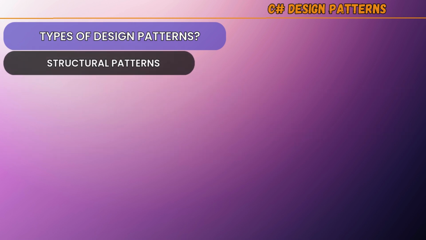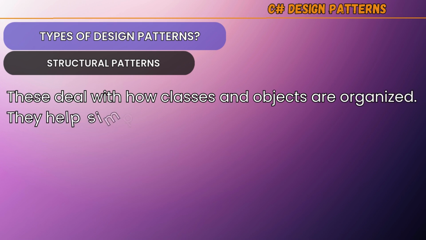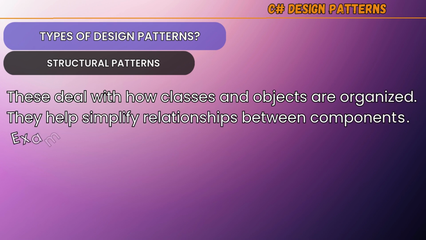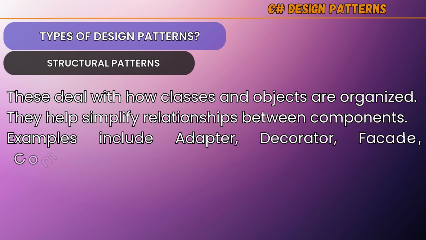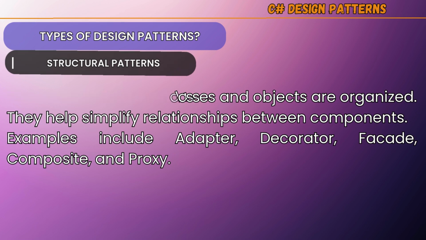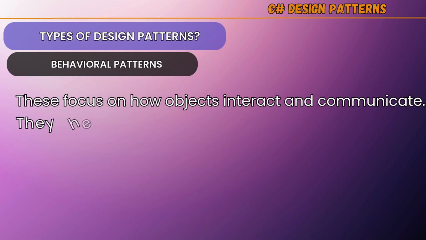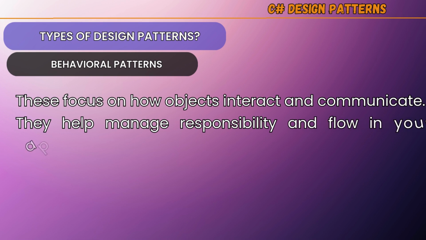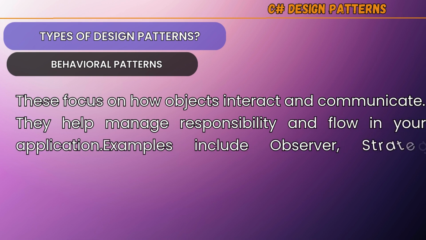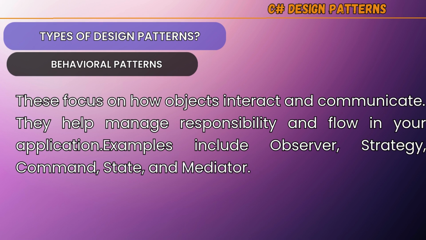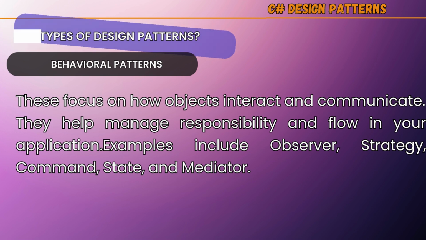The second type is structural patterns, which deal with how classes and objects are organized. They help simplify relationships between components. The examples are adapter, decorator, facade, composite and proxy. Number three, behavioral patterns. These focus on how objects interact and communicate. They help manage responsibilities and flow in your application. Examples include observer, strategy, command, state and mediator.